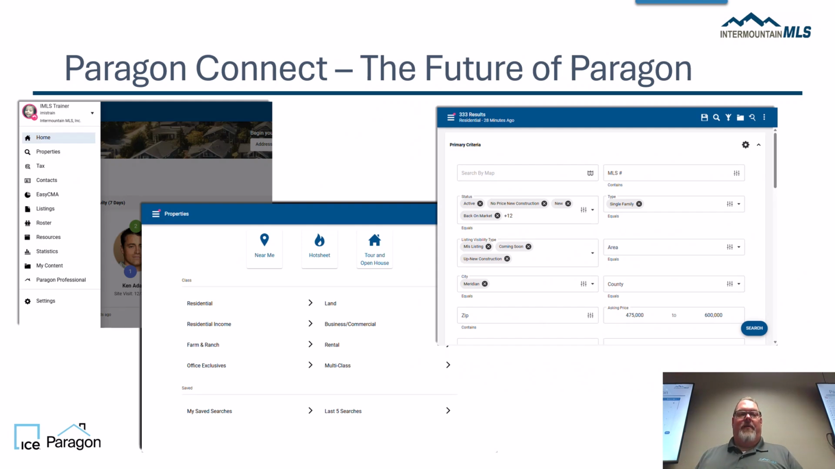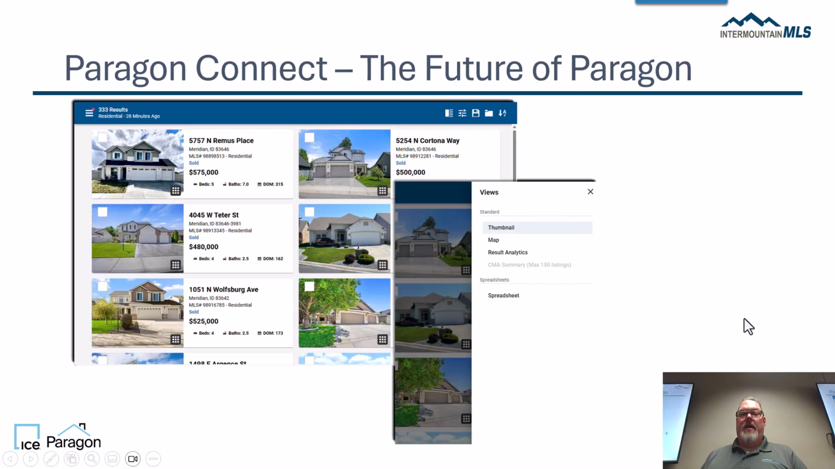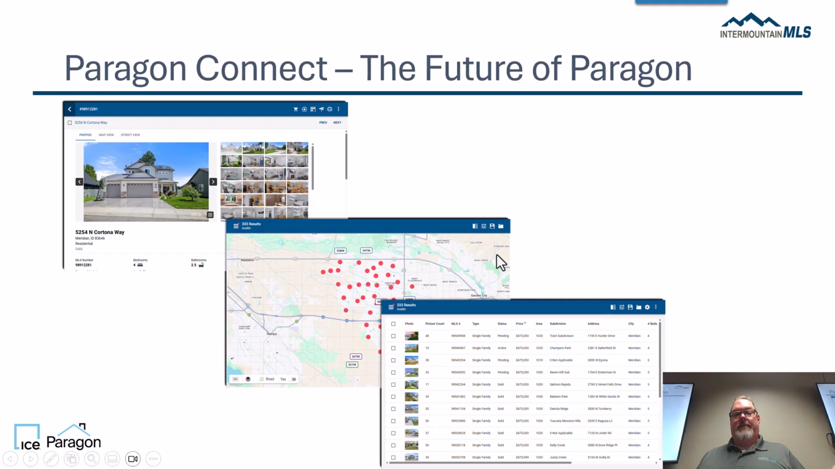Just like we saw on my phone, I go to the menu, go to the residential, put in my criteria, there's the search button. When you do a search in Paragon Connect, it comes up with this thumbnail view because that's the view that's most useful on mobile devices as well. But you can go to the view menu at the top and you can still view a spreadsheet or a map view. They also have the detail view, of course, you can see there.